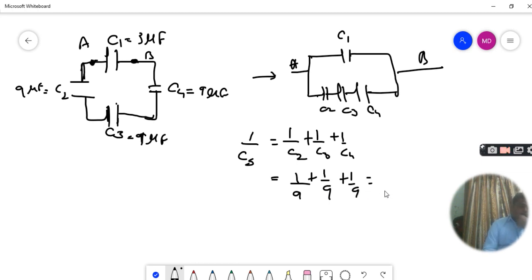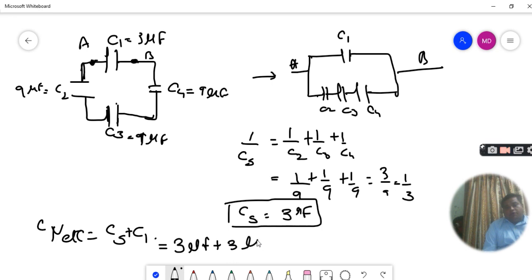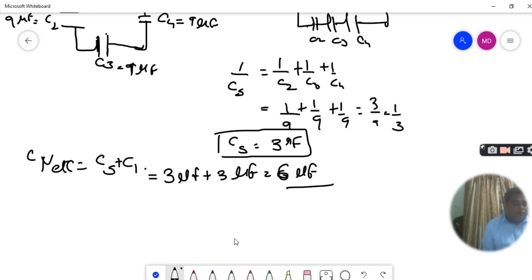It means the equivalent value is 3 by 9, which means 1 upon 3. So the series capacitance equals 3 microfarad. Now we want to find the capacitance between A and B. The net capacitance equals Cs plus C1, which is 3 microfarad plus 3 microfarad, total 6 microfarad. Now we have the net capacitance value.